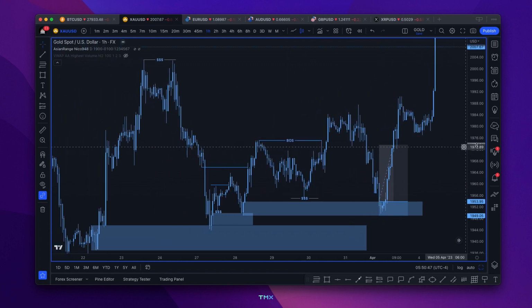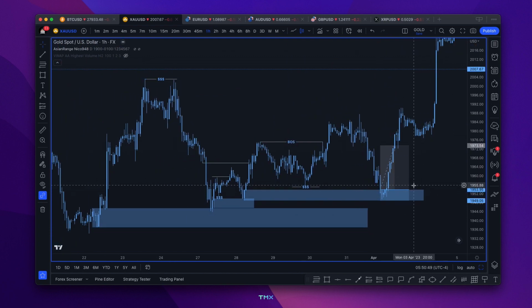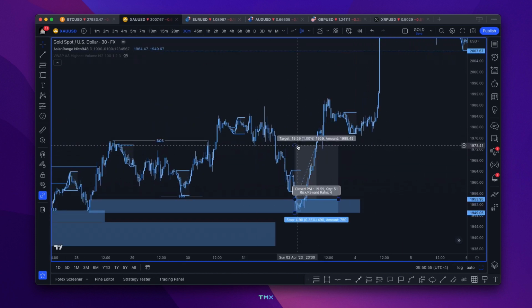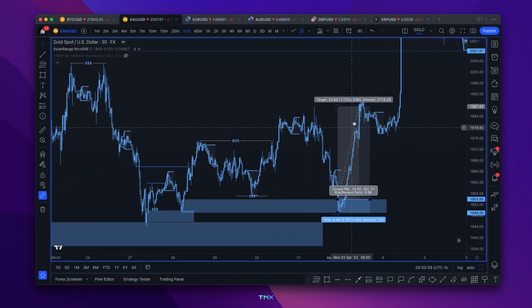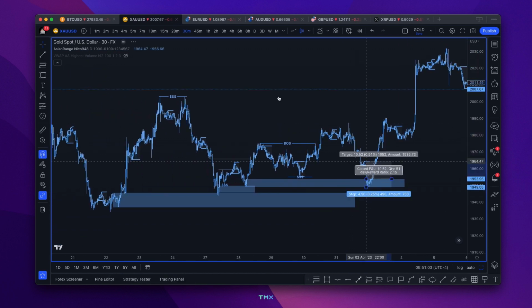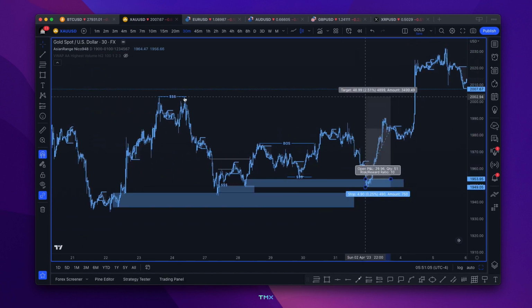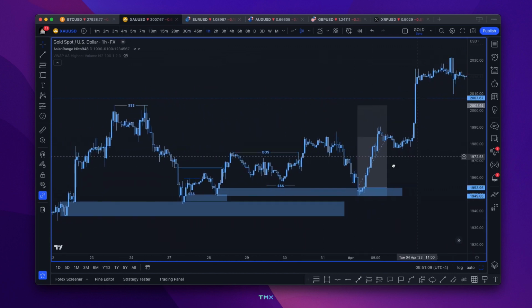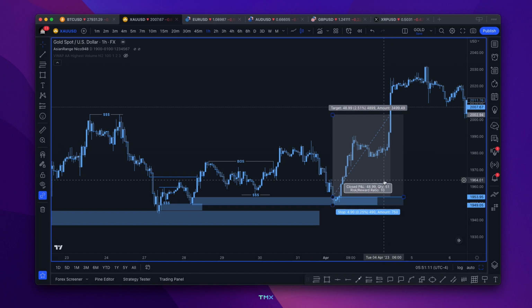For this target, what I suggest is to target the most recent high. This was a very nice target as well, but the extended target was these equal highs over here. So this overall was a risk to reward of 1 to 10.